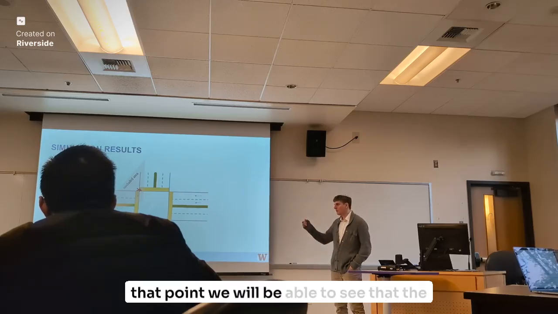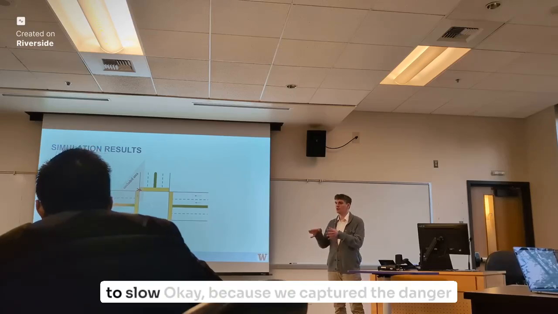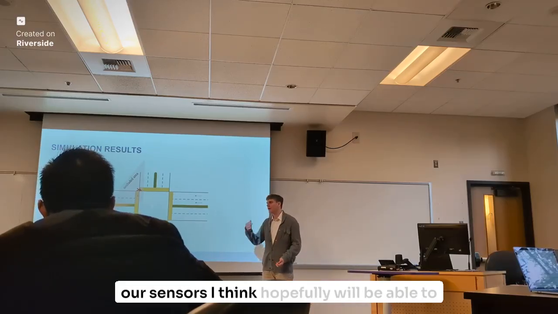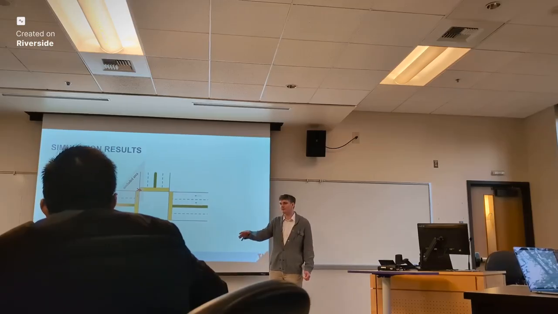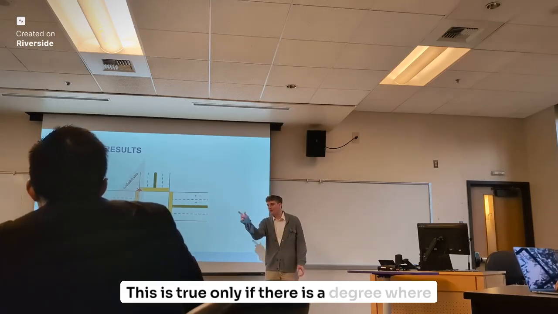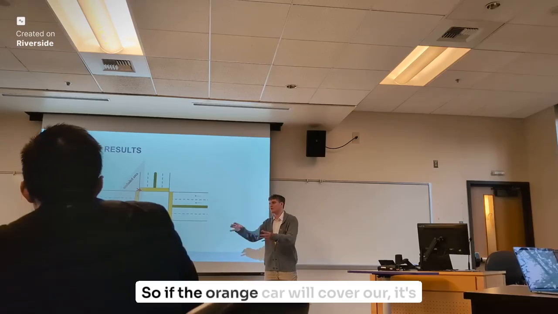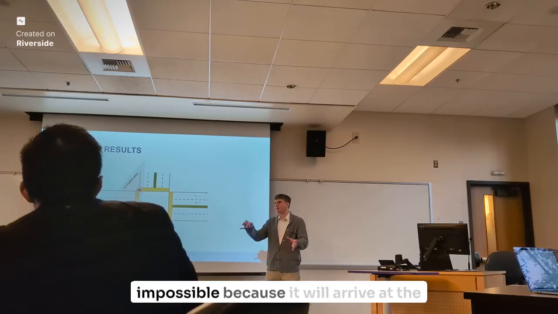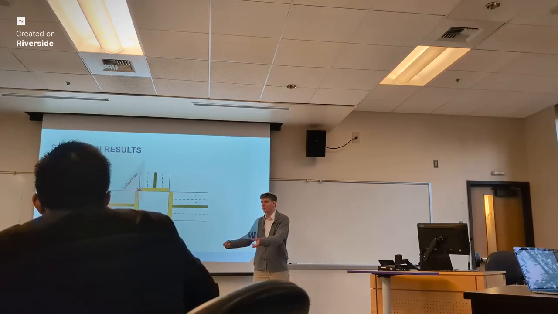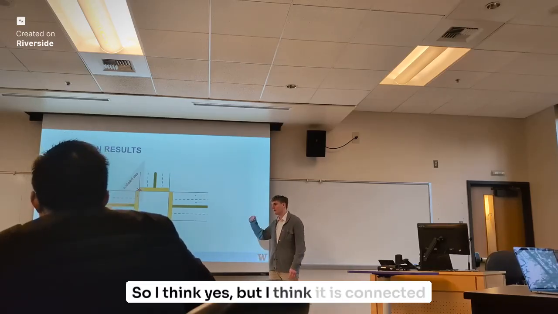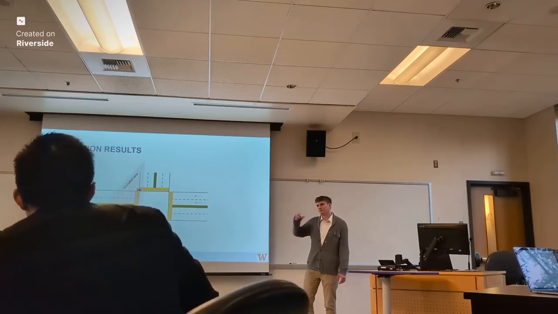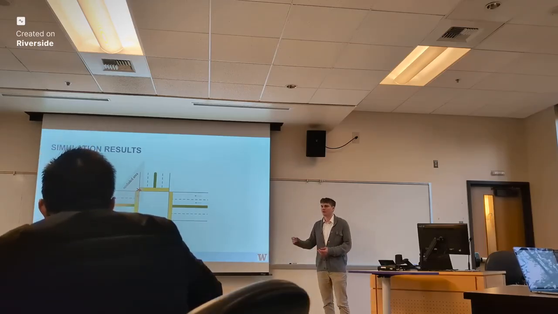Yes, but at that point we will be able to see that the orange car slows down, so we are going to be able to slow down too, because we capture that there is a danger. And after, we will arrive at a point where our sensors, hopefully, will be able to see the human and understand that there is a chance of hitting the human and slow down. This is true only if there is a point where our sensor is able to detect the human. The question is, will we be able to achieve a velocity that will allow us to brake before hitting the human? I think yes, but it is connected to my point of adding a certain degree of robustness to the algorithm, to be fairly conservative without losing efficiency.